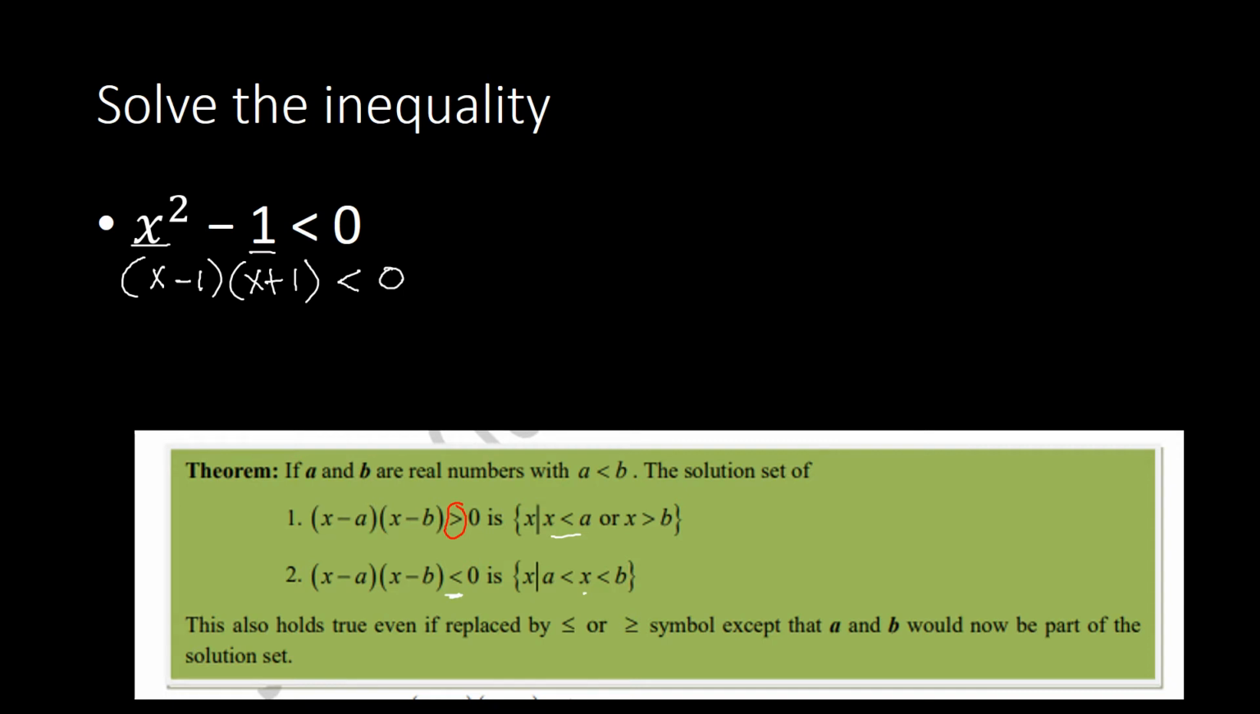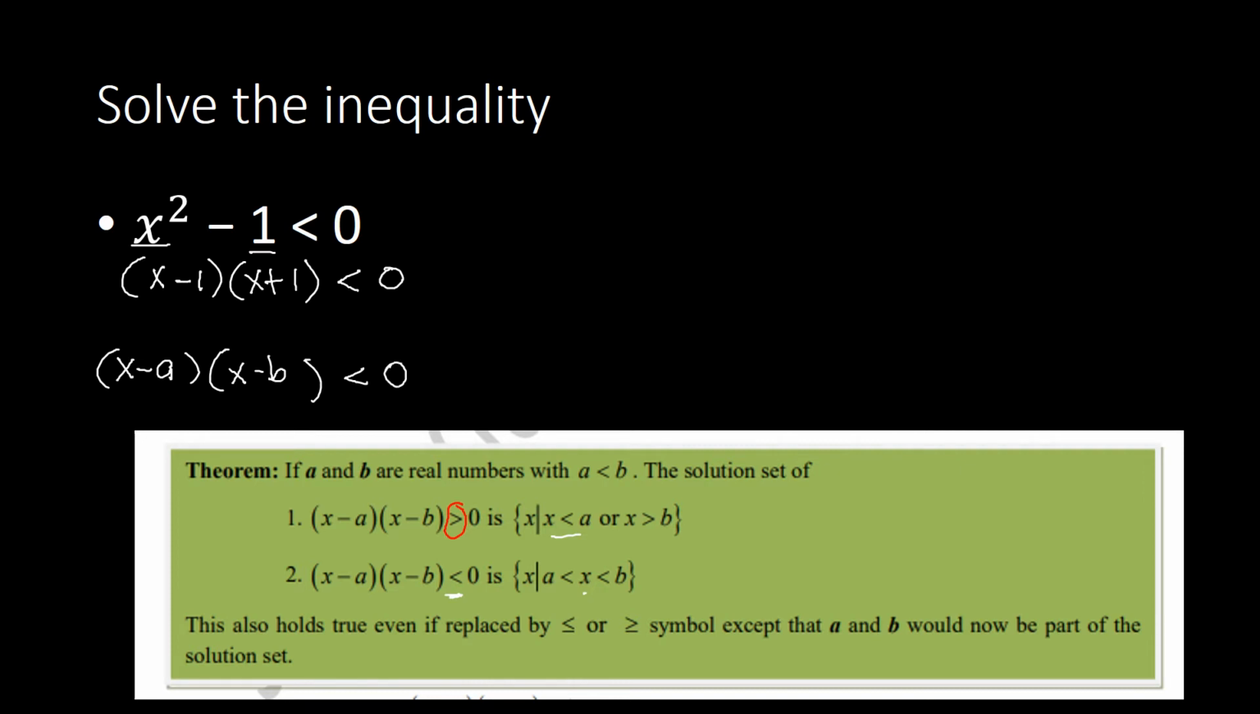Now, if we solve for x, we know that x is going to be equal to 1 once we equate that factor to 0. But we will not be doing that. Instead, we will be getting our a and b right away. If we follow this format, we have x minus a times x minus b less than 0.